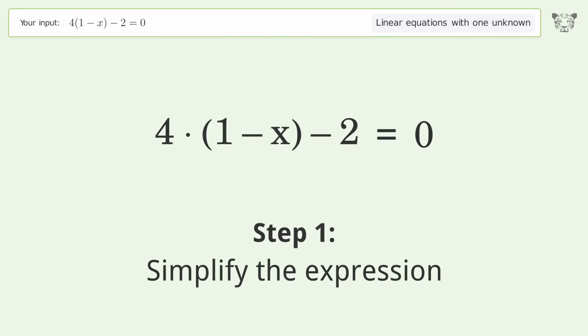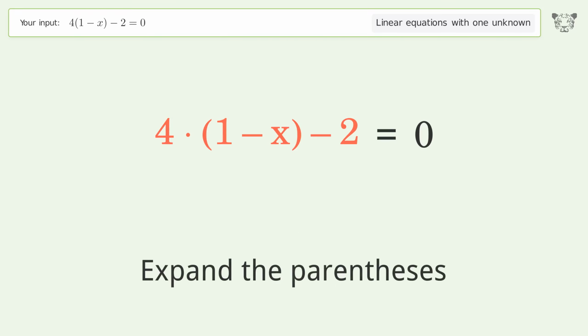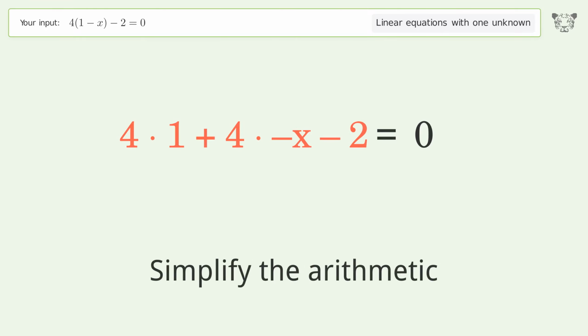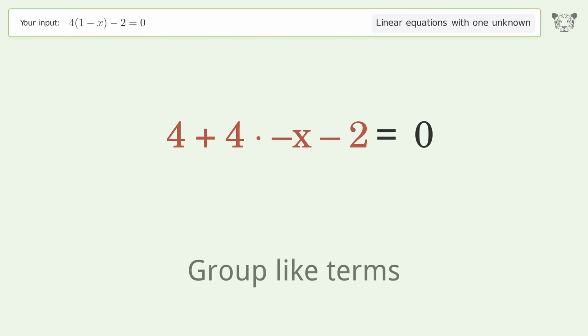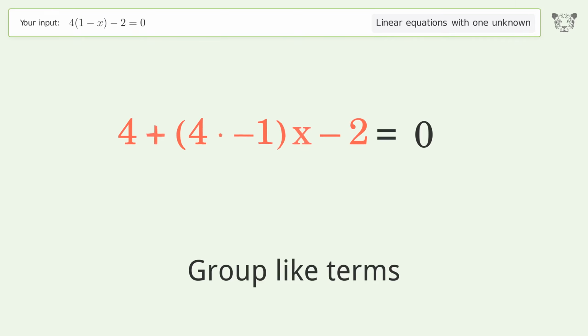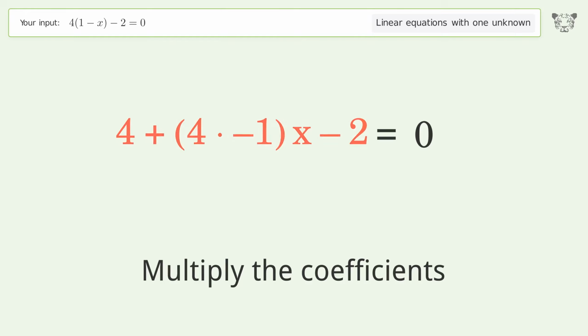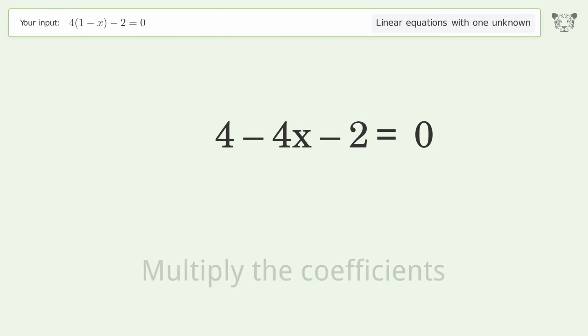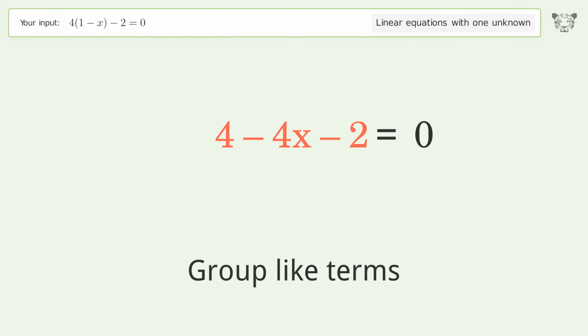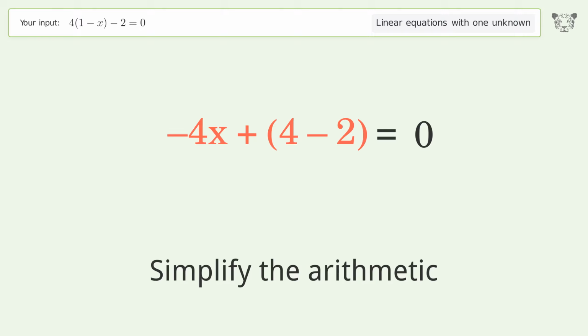Simplify the expression. Expand the parentheses. Simplify the arithmetic. Group like terms. Multiply the coefficients. Group like terms. Simplify the arithmetic.